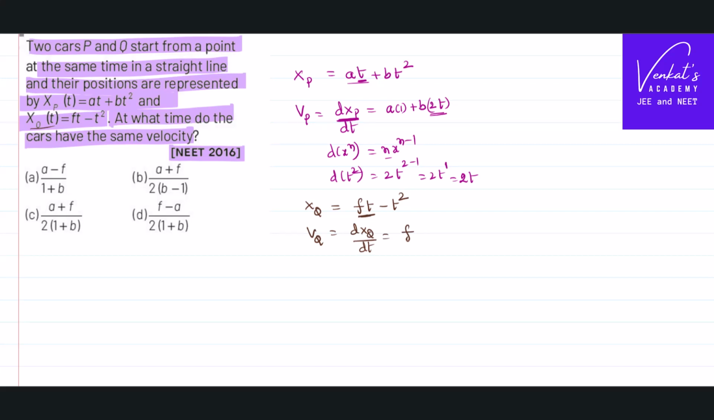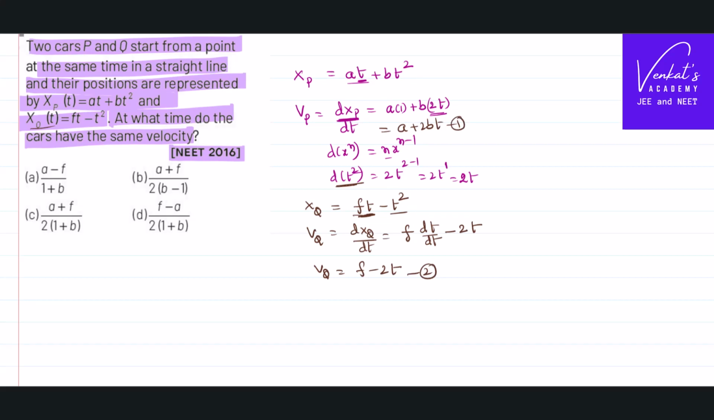So why does it become like that? F is a constant, and dt by dt, because the t is remaining, becomes 1. That's what is being said. Differentiation of t power 2, as I already told you, is 2t. So this value vq is f minus 2t. Now I know the velocity of the first one as a plus 2b into t. Second one is f minus 2t.